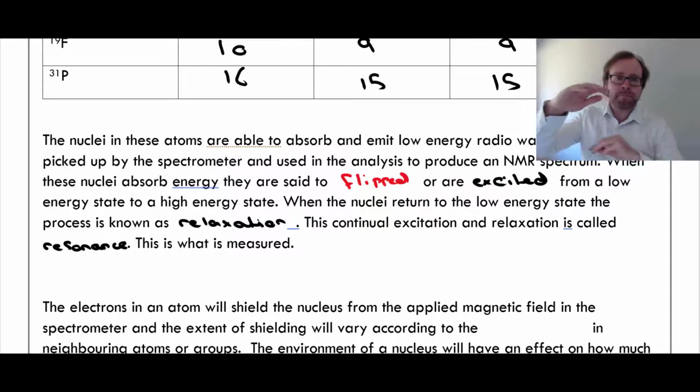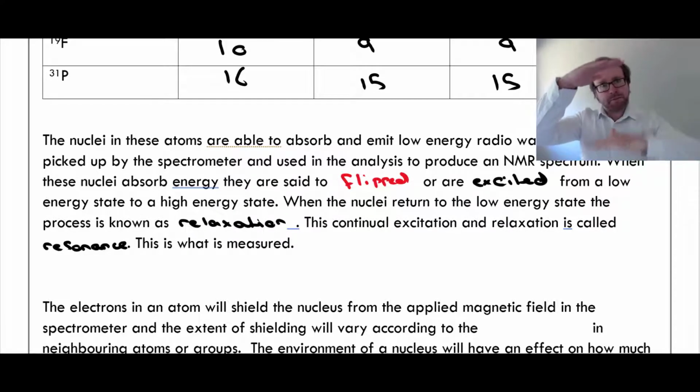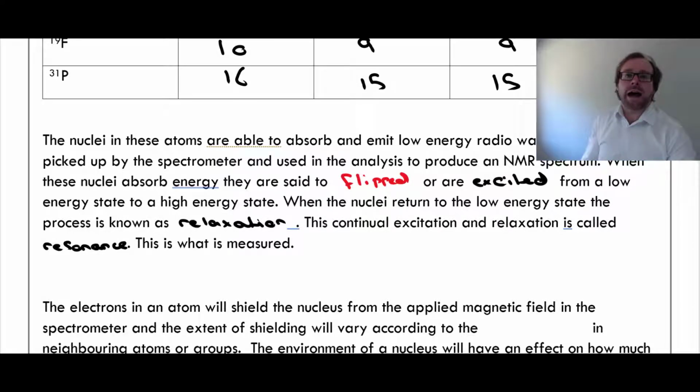Okay, so this continual moving from high to low is what we call resonance. And this, in a simplified version, is what we measure when we see an NMR spectrum. Okay, so again, that's just background knowledge. You don't really need to know any more information about that.